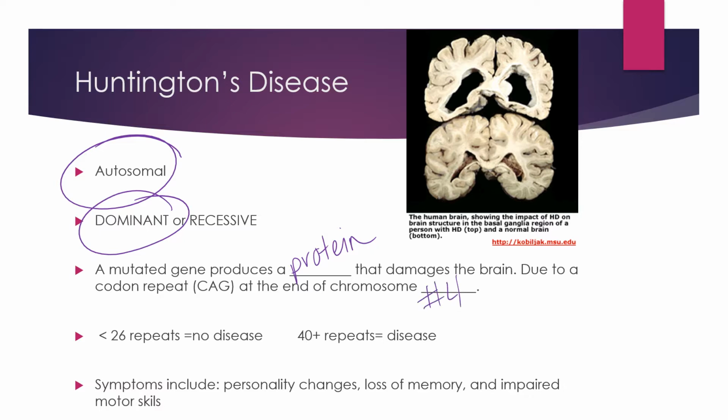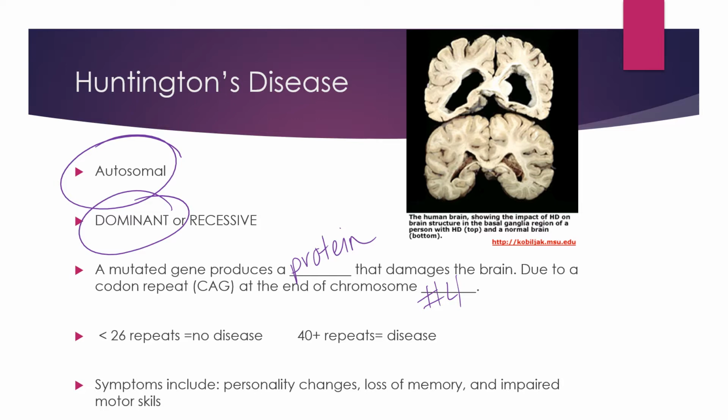So if you have less than 26 repeats of this CAG at the end of chromosome number 4, you don't have the disease. But if you have 40 plus repeats, then you would. Unfortunately, this mutated gene, or these repeats at the end of chromosome number 4, produce this protein that ends up damaging the brain.